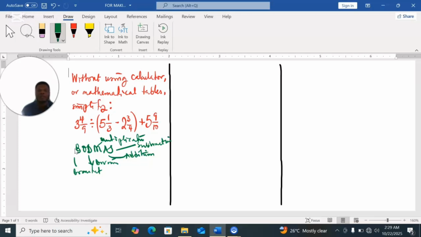While we are getting this problem solved with the rule of BODMAS, please take note that we shall be using simplifications, that is converting all the mixed fractions to improper fractions along the way. So let's begin. 3 4/9 to start with will be 9 times 3, 27, plus 4, giving you 31/9.